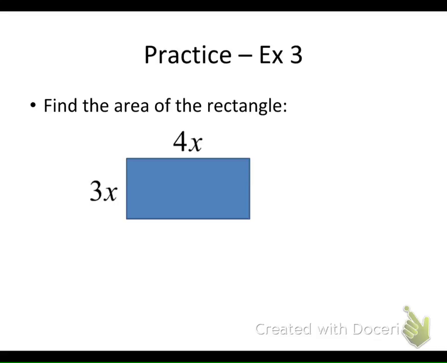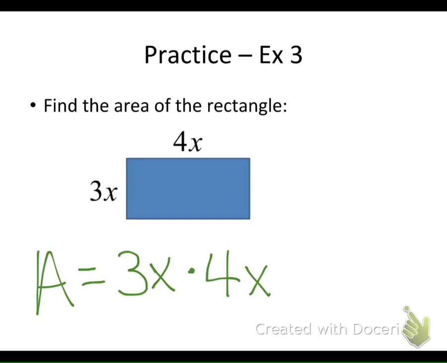All right, moving on to number 3. For this one, A equals, Jemiah, what's our height? That one's 3x. Good. Our height is up and down, times our width. What's our width, Haley? 4x. All right. What is 4 times 3? Who can tell me? 12.